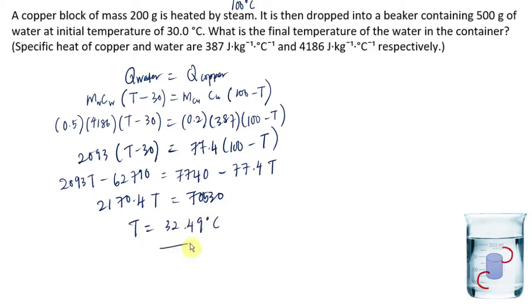The final temperature of water and copper will be 32.49 degrees Celsius.